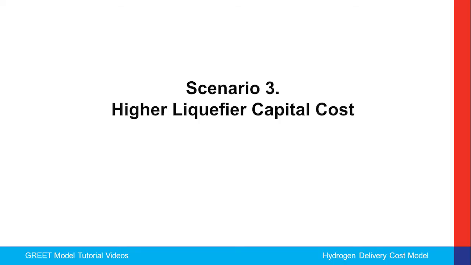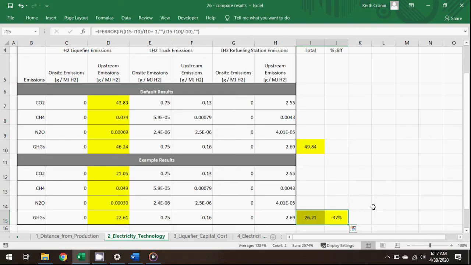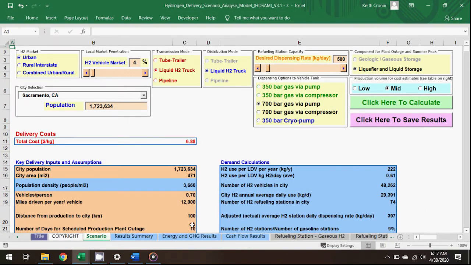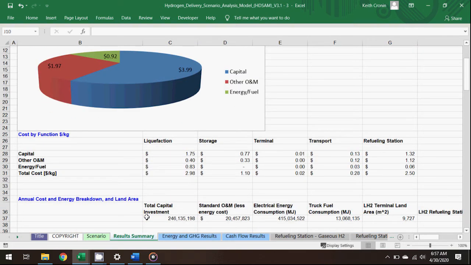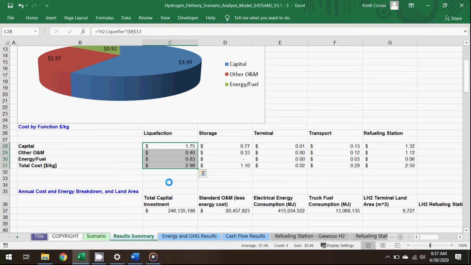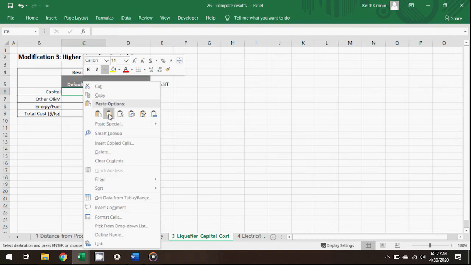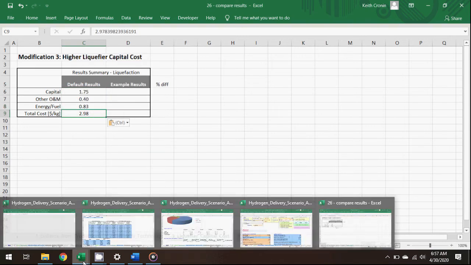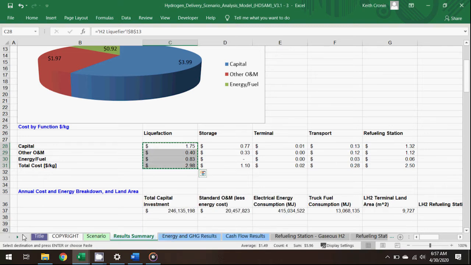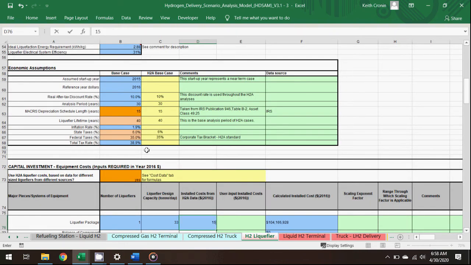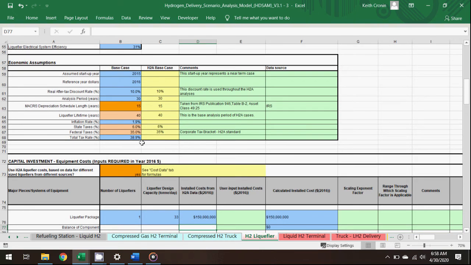For the third modification, I'll increase the liquefier capital cost to see the impact on total liquefaction cost. Again, I'll bring up a new model workbook with default scenario results and copy the liquefaction contribution results on the results summary sheet. The total cost here is $2.98 per kilogram. On the H2 liquefier worksheet, I'll overwrite the formula in cell D76 with a value of $150 million, about a 50% increase. Then I'll rerun the model.